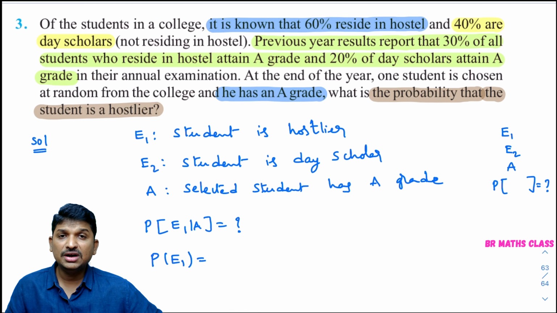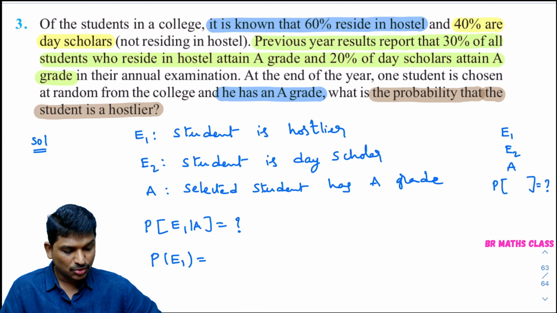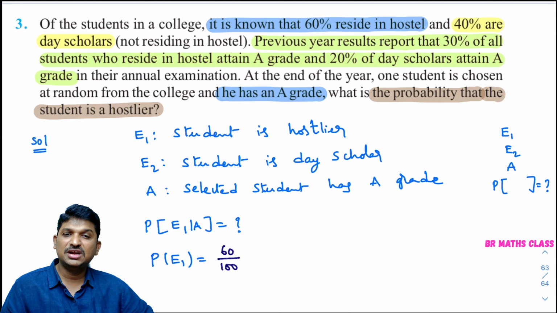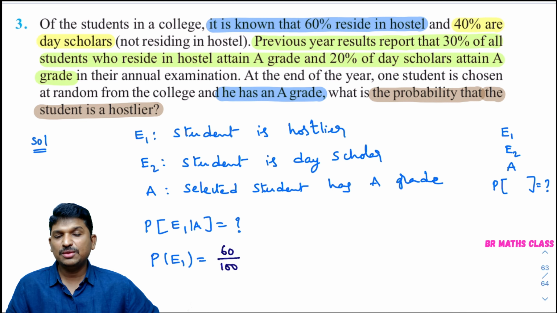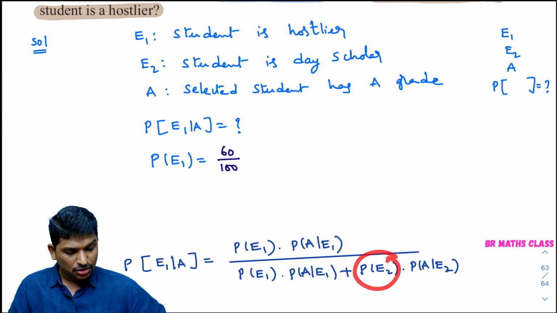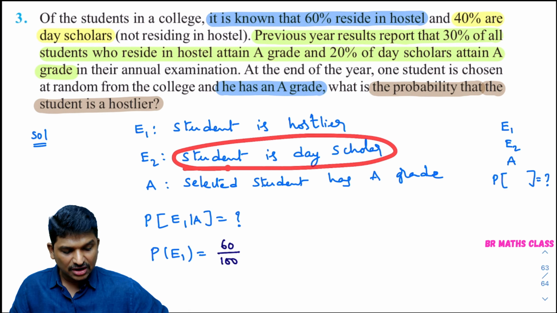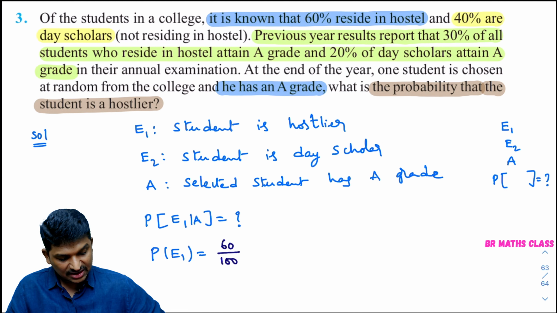That means out of 100, 60 students are hostlers. What is the probability that the selected student is hostler? Total 100 students are there. If they give it in percentage, 60% means 60 by 100 we will write. Out of 100 students, 60 students are hostlers. That is what they mentioned, 60% students are hostlers. So probability of E1 I calculated. Now I need probability of E2. What is E2? The selected student is a day scholar. What is the probability that the selected student is day scholar? Probability of E2.